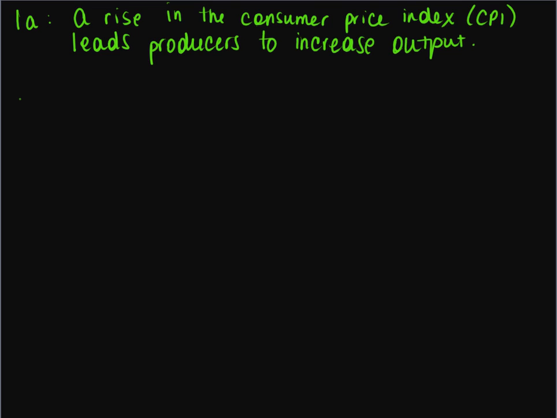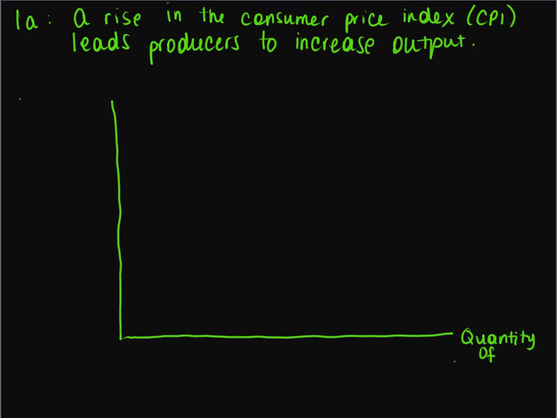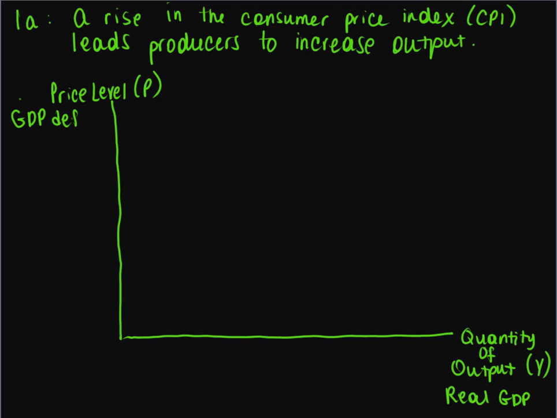So the first step, like the last Check Your Understanding problems, is to set up your AD-AS model. I'm going to have quantity of output on the horizontal axis, which I'm going to denote with a Y. And remember, I measure it using real GDP. And then on the vertical axis, I am going to have the price level, P, and I'm going to use the GDP deflator to measure this.